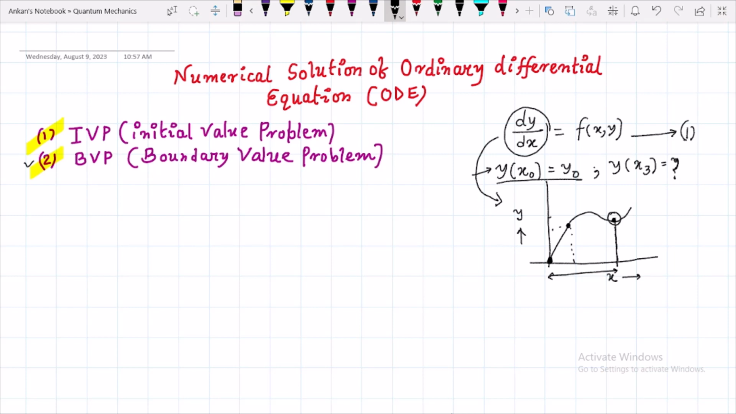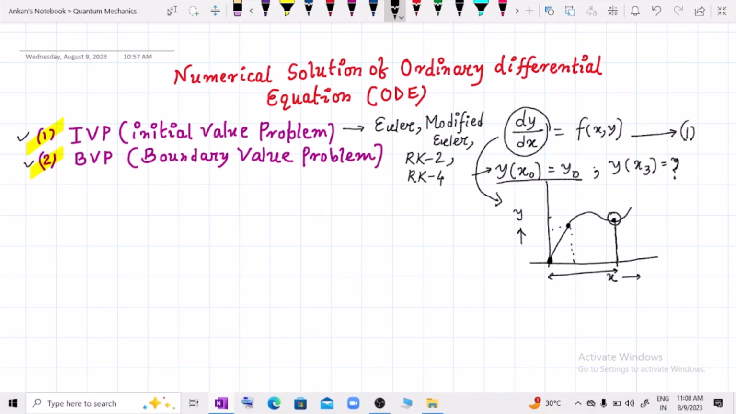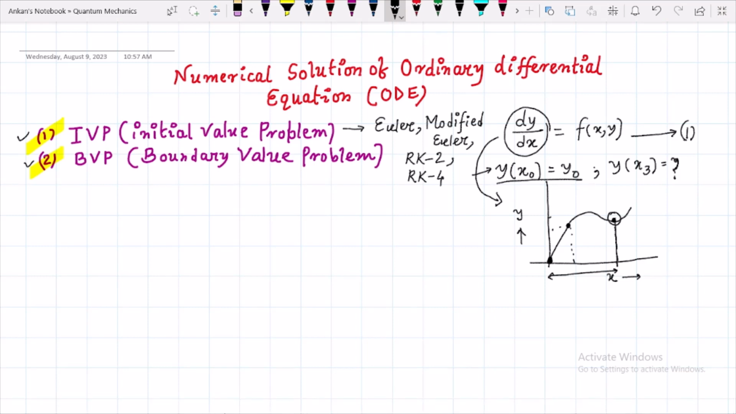So for the initial value problem, you can apply various methods such as Euler method, modified Euler method, RK2, Runge-Kutta second order, as well as RK4. These are various possible methods present to solve the ordinary differential equation.